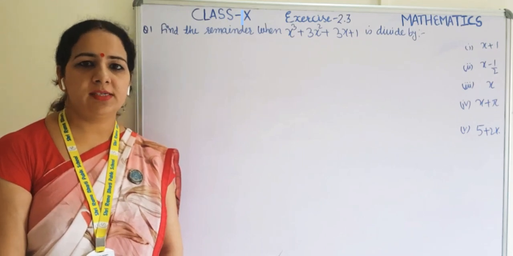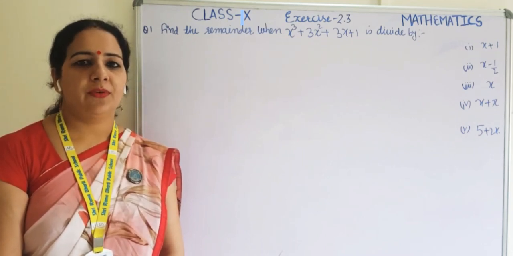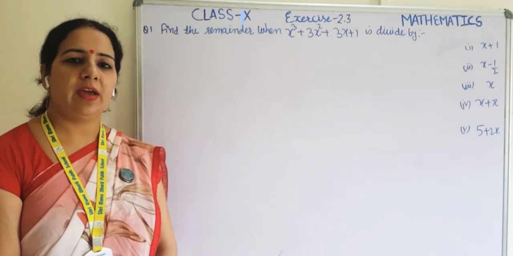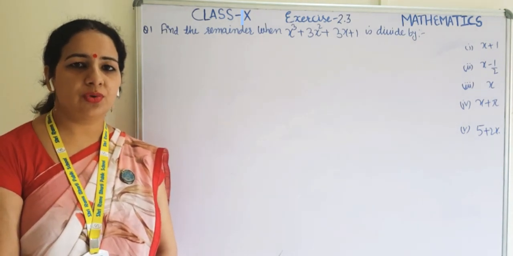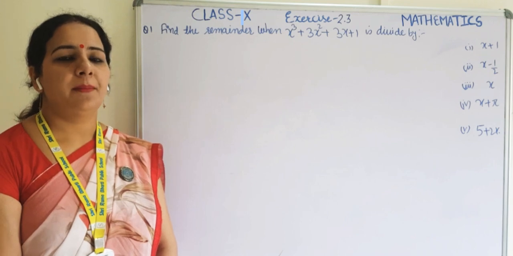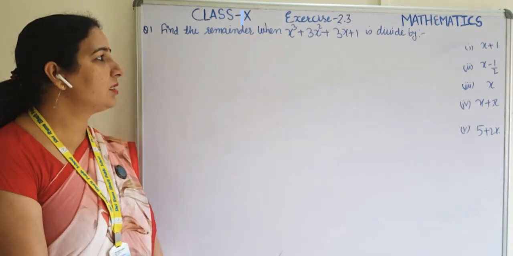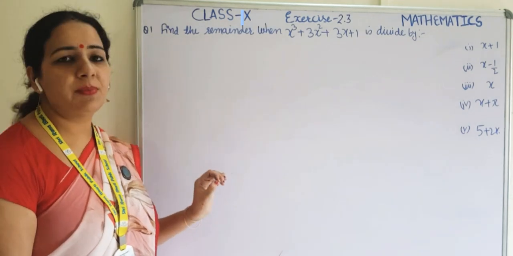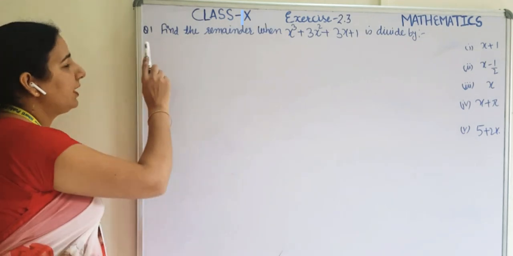Good morning, students. Today we are going to start our exercise 2.3. We have completed exercise 2.2, that is related to zeros. This exercise is also related to the zeros, but there is a difference between these two. First, let me read the question.